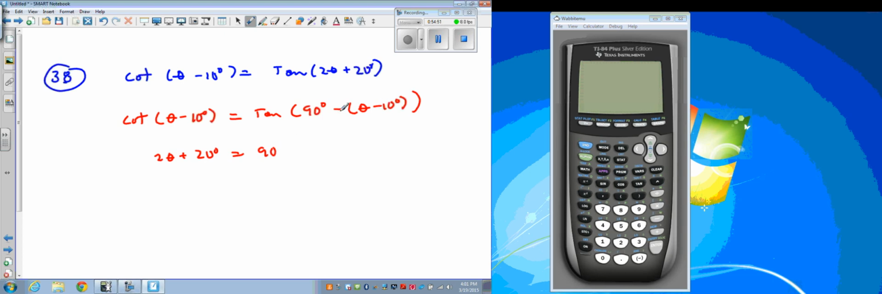I did this because I didn't want to lose a sign, right? It's a minus the quantity. So I bring that theta over. So this would be 3 theta equals, and the 20 would go over here, so I'd be subtracting 10 from there. Minus, plus, oh yeah, this would be 80. And then this would be 80 over 3.